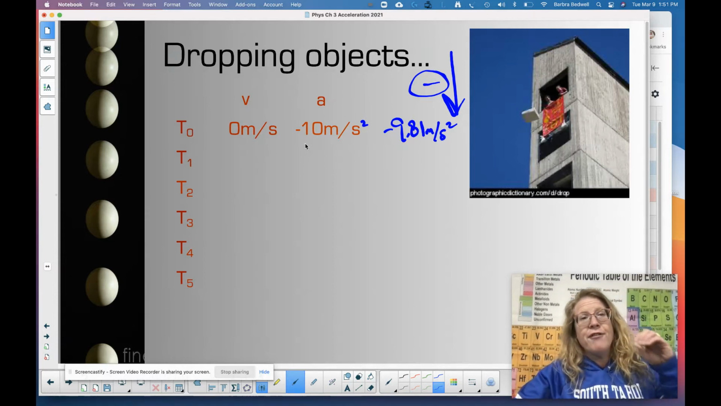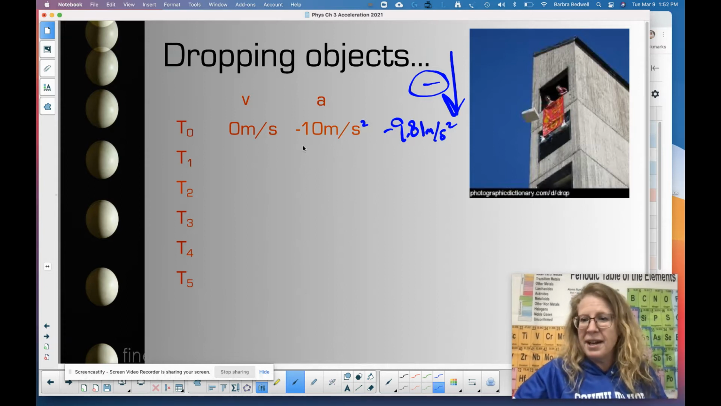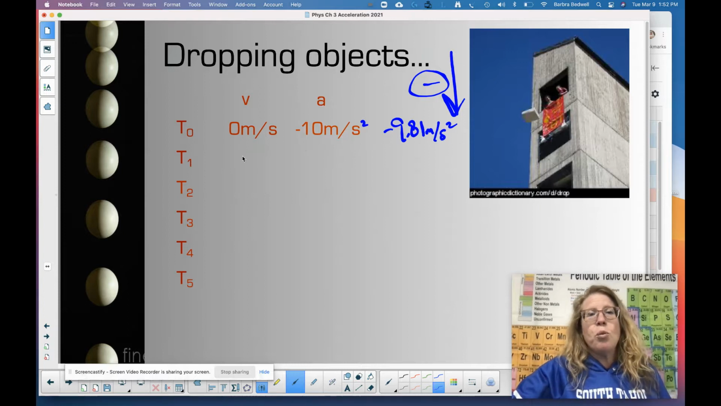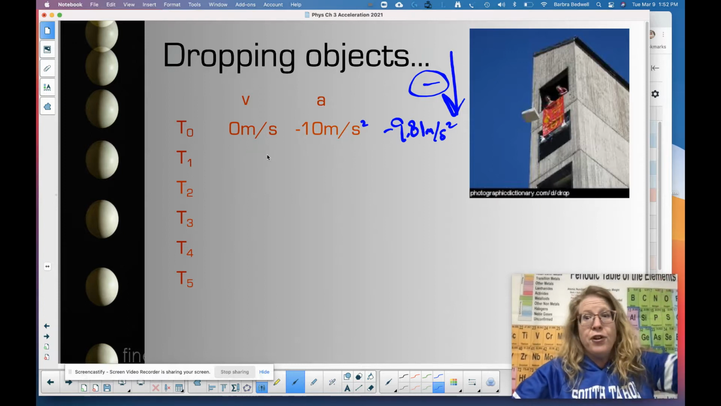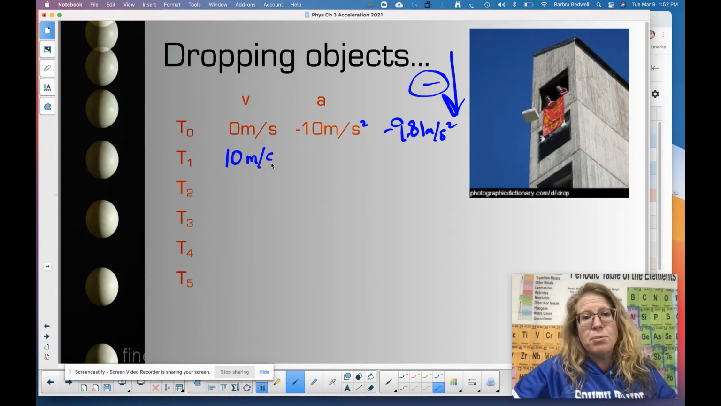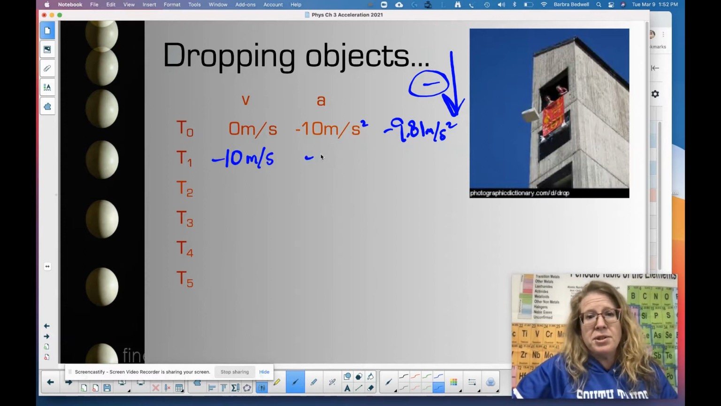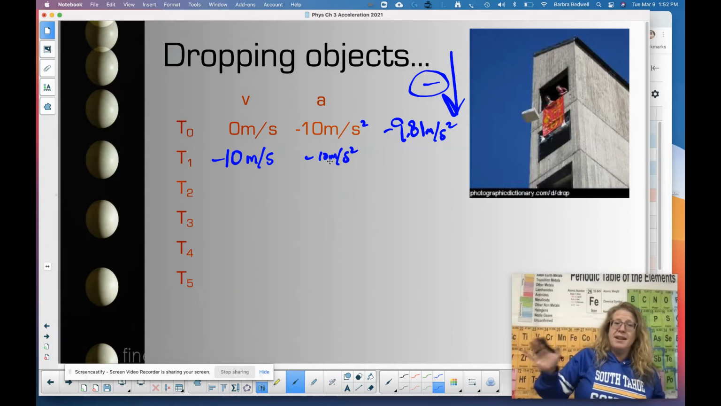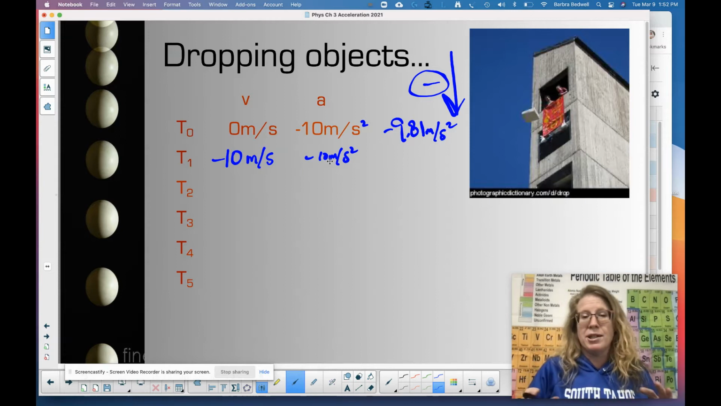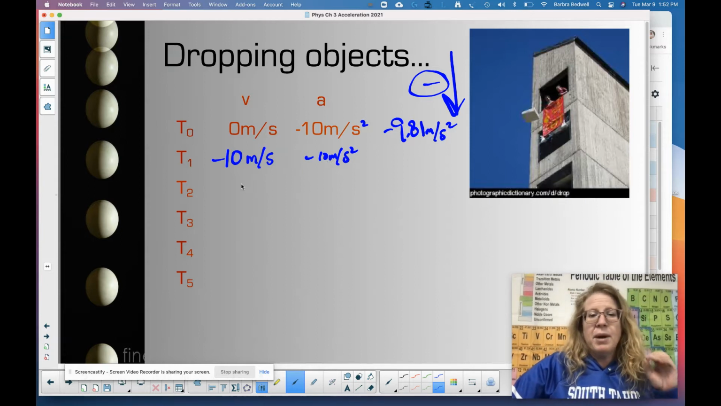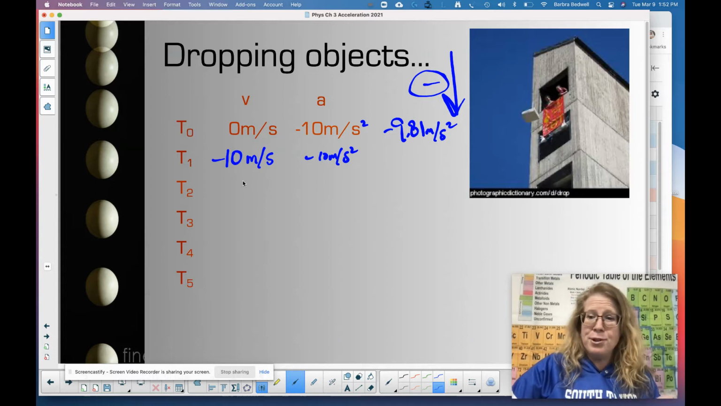That means that for every second that it falls, it's going to increase its speed by 10 meters per second in the downward direction. After 1 second has passed, the full second, its new speed is now 10 meters per second, downwards. And its acceleration is still negative 10 meters per second squared. That's not going to change. Acceleration due to gravity is always negative 10 meters per second squared, if we're just approximating it for the purposes of this. So after t equals 2 seconds, right?